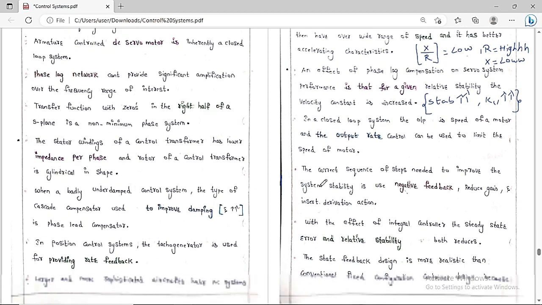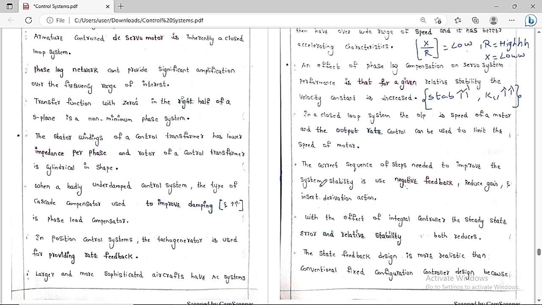The next point is, with the effect of an integral controller, the steady state error and the relative stability both are going to get reduced. I already told you, an integral controller means a lag compensator. The lag compensator is called an integral controller, whereas the derivative controller is called a lead controller. The integral or lag controller is going to improve the steady state response, meaning it is going to decrease the steady state error. And integral means a 1 by s term, meaning poles are going to get added.